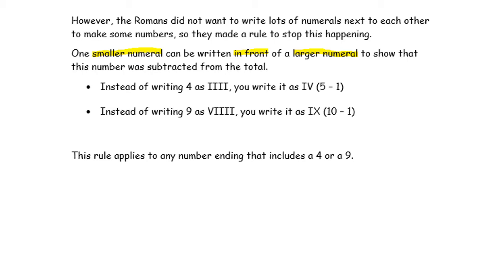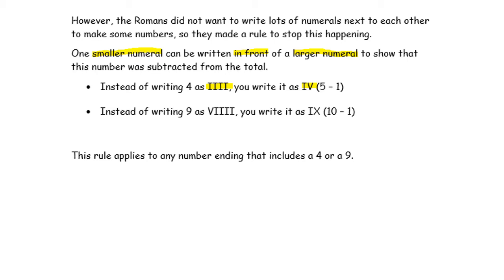Instead of writing 4 as IIII, you write it as IV, because it shows that 5, which is V, take away 1, which is I, is 4, okay? As it said at the top, a smaller numeral, which is I, is written in front of your larger numeral, which is V, to show that it was subtracted.